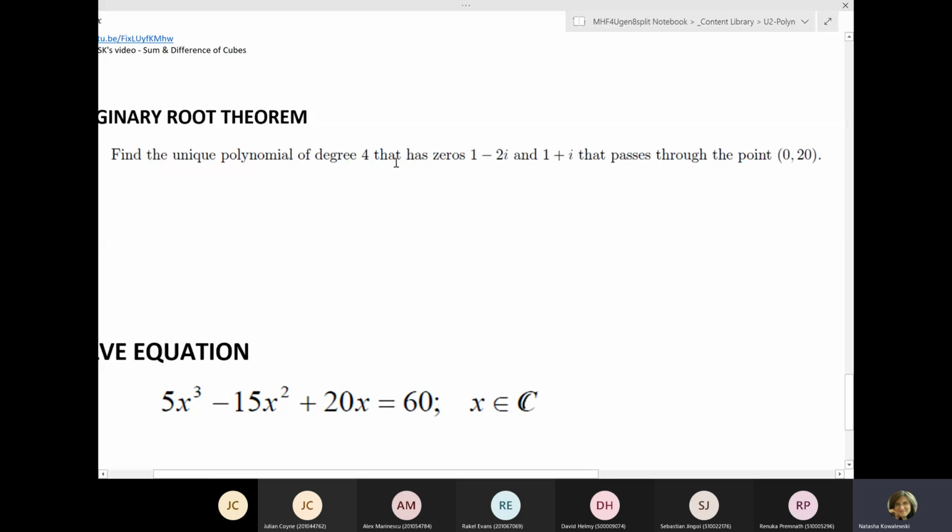So we're told it's degree 4. So one of the zeros is that one. So obviously 1 plus 2i will also be part of its zeros, right? And then this also gives you 1 minus i. So we have 4 x-intercepts here. Only 2 were told to us, but technically those other 2 just come from the fact that they come in pairs.